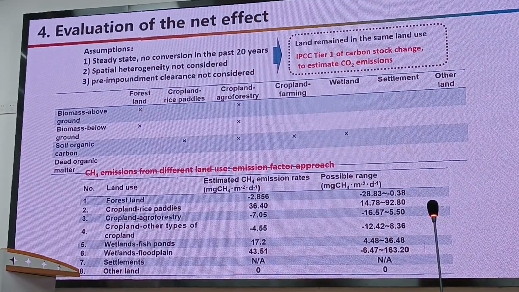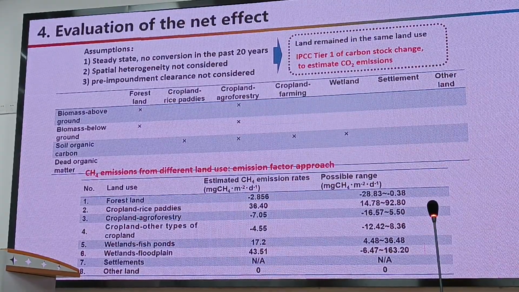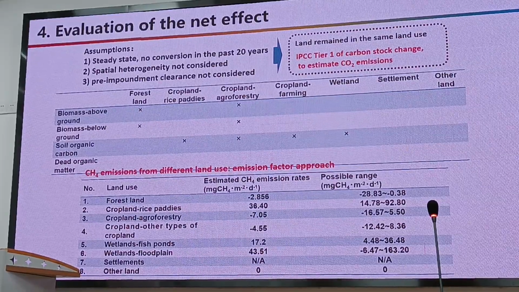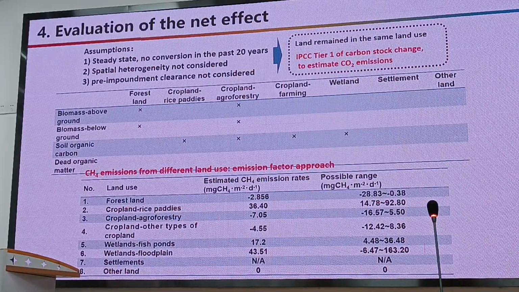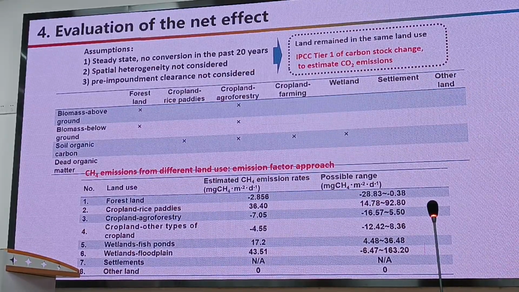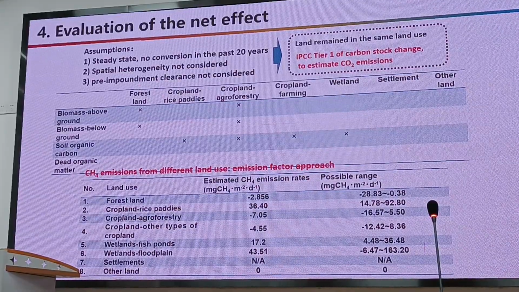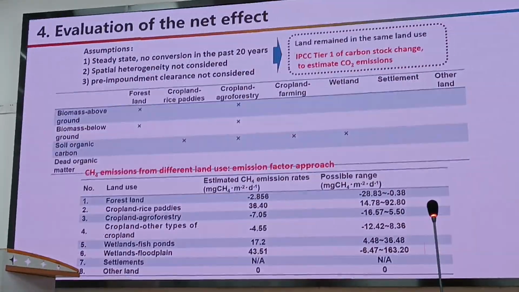So, according to IPCC, we made some assumptions. One is the steady state. Because we don't have any historical data, we assume steady state and non-conversion during the past 20 years. Also, we did not consider spatial engineers because we don't have any satellite map at that time. In 1994, there is no satellite here. So, spatial engineers are not considered. And pre-impoundment clearance is not considered.